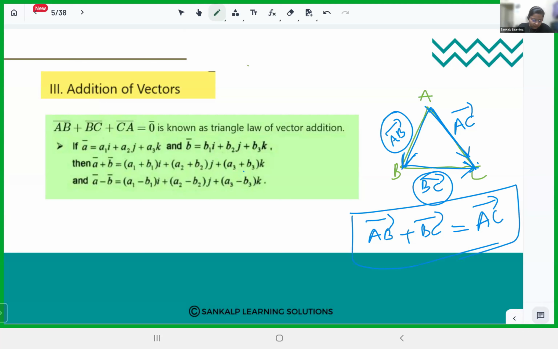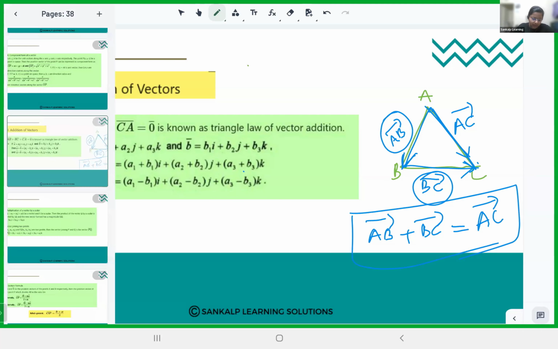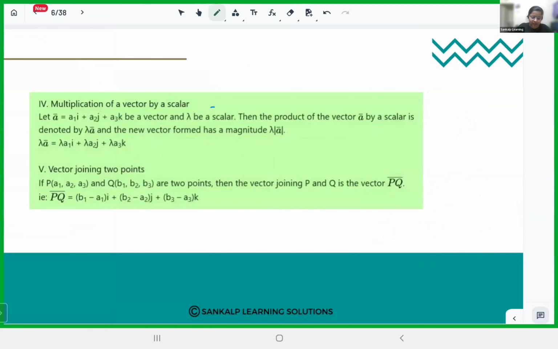All right. Now we are moving on to the next topic: multiplication of a vector by a scalar. If you are multiplying a vector with a scalar, take it as lambda, then you multiply each component with lambda: lambda a1 into i plus lambda a2 into j plus lambda a3 into k. Now how will you find the vector joining two points? If you are given two points, you consider the position vectors of those two points and then subtract. Then you will get the vector joining those two points.